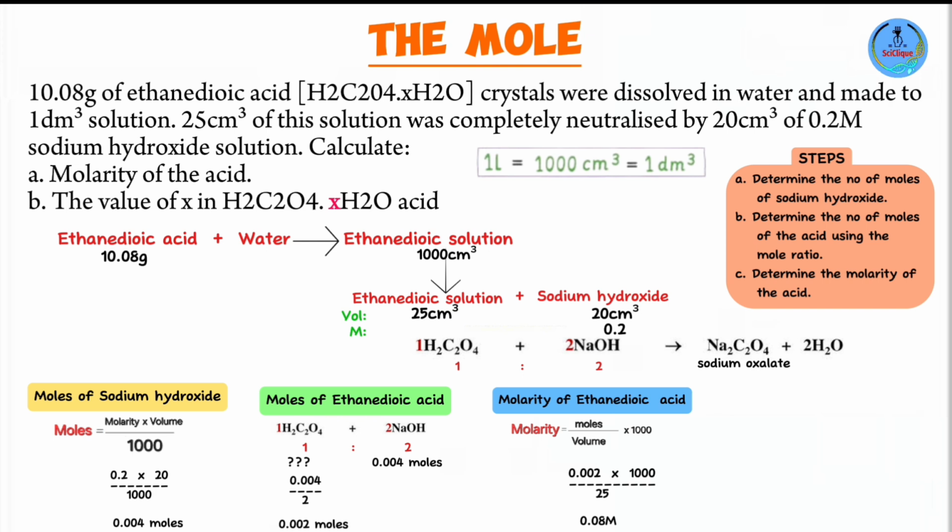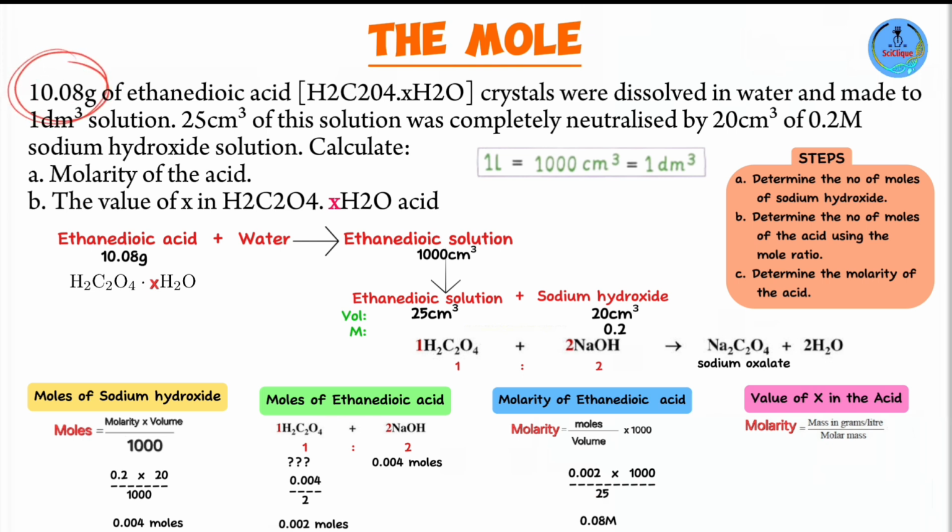Now in part B, we are being told that we need to find the value of X in ethanedioic acid. As stated before, this is a hydrated salt. It has water of crystallization. So we need to find the number of moles of the water of crystallization. That is essentially what X is. So what are we going to do? We need to calculate the molar mass to know what X is. And we are going to do that by using this formula. Molarity is given by mass in grams per liter over the molar mass. Do we know the molarity? Yes. Do we know the mass in grams per liter? Yes, we do. Look at the first part of the question.